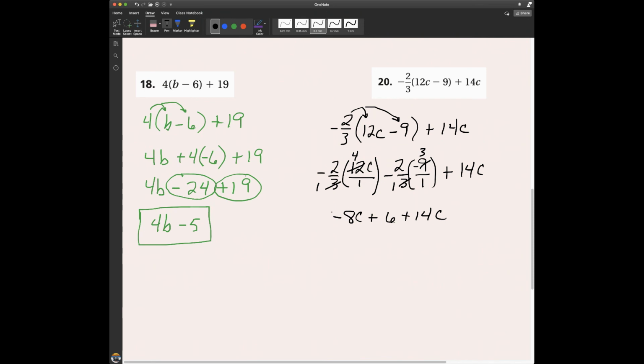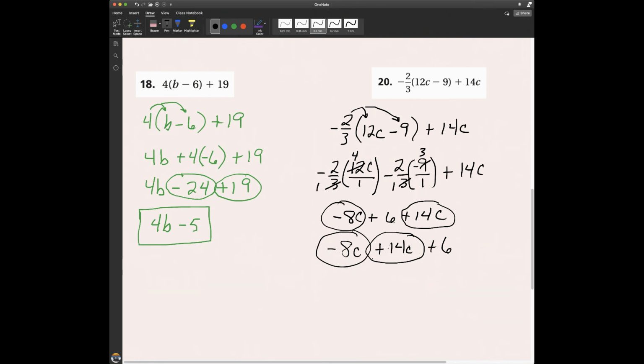Now let's identify our like terms. Negative 8c, positive 14c. I'm just going to write those together. Eventually, I want you guys to be able to just do the math without the circles. I want you to be able to identify the like terms in your head. I would like you to get to where you can combine those in your head. If you can, sometimes the numbers are more complicated, but when they're integer values like that, I want you to be able to combine them in your head.